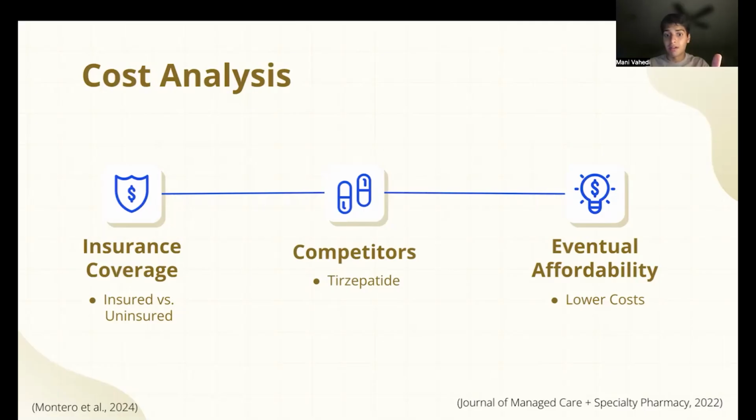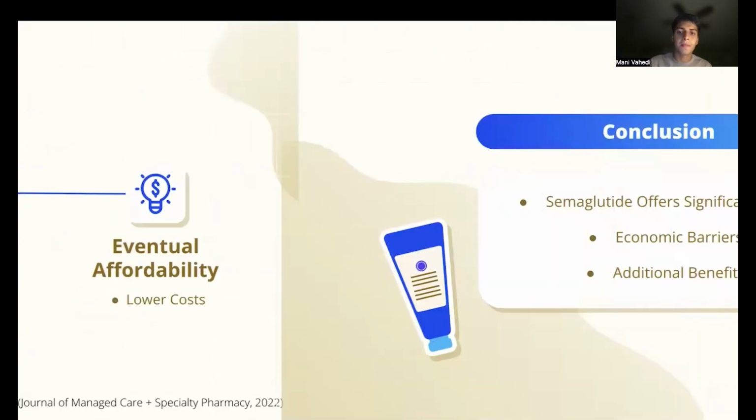And there are also competitors such as tirzepatide, which has also shown similar levels of weight loss compared to semaglutide, which is a huge competition for semaglutide. So that's going to cause lower costs from competition and more experiments to make sure semaglutide's on top of its game compared to others. So that leads to eventual affordability and lower costs.